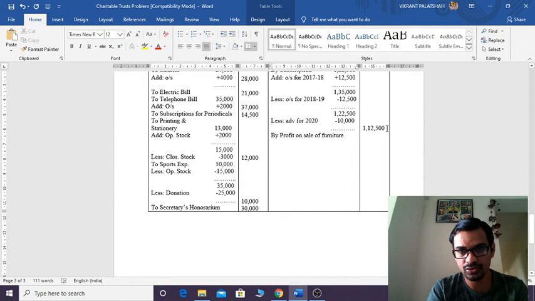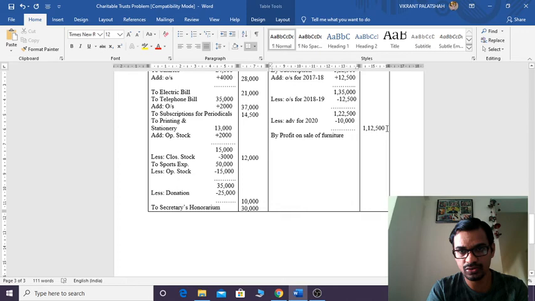Locker rent is given in total as 17,050. Locker rent outstanding for the year 2017-18 is rupees 3,050, and rupees 1,500 for the year 2018-19. Means outstanding of the previous year and outstanding of the current year, both are given there. Now we have to do the adjustment regarding that. Therefore, write down there by locker rent.